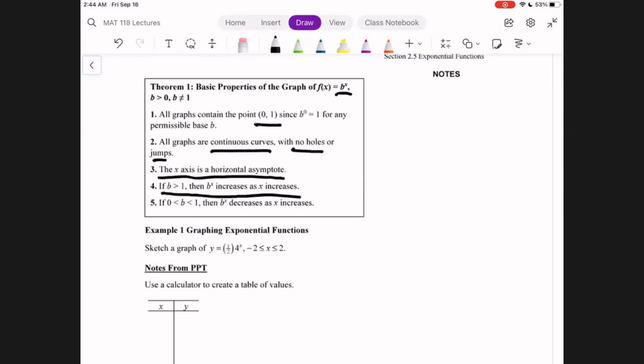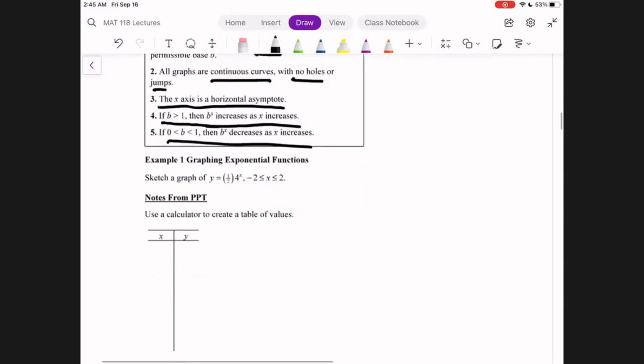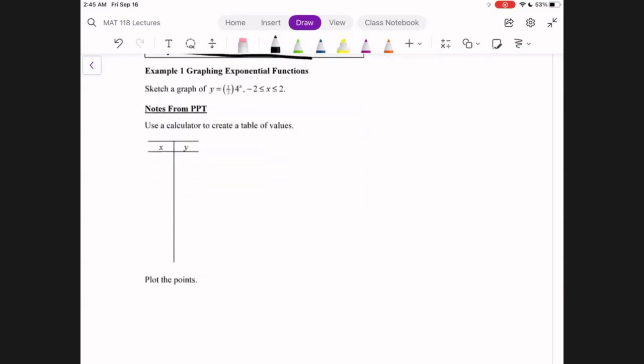And then as we talk about this exponential growth, as x increases, your y will increase. That's what your b of x is, right? Because remember, f of x is like your y value. And then for decay, as x increases, your function will decrease.